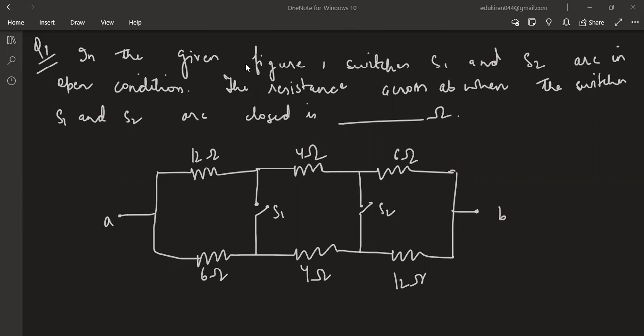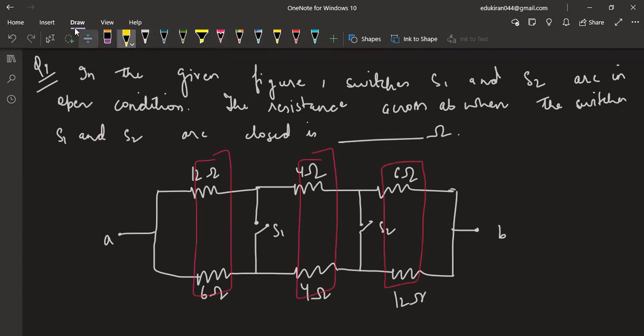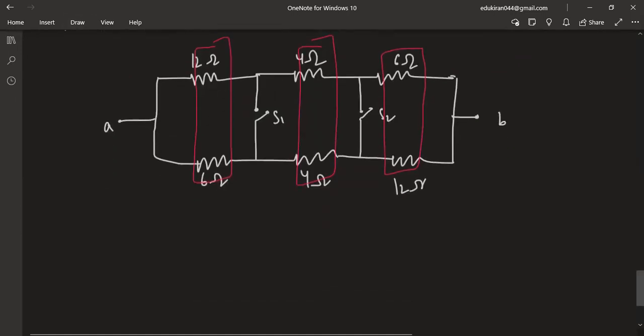So only Adriel and Marita have answered correctly. Yes, the answer is 10 ohms. Look class. In the given figure, switches S1 and S2 are in open condition. Find the resistance across AB when the switches are closed. If they are closed, what will happen? All will be in parallel. So this in parallel, along with this in parallel. These types of questions look very lengthy, but their calculation part, especially the circuits part, is not very difficult.